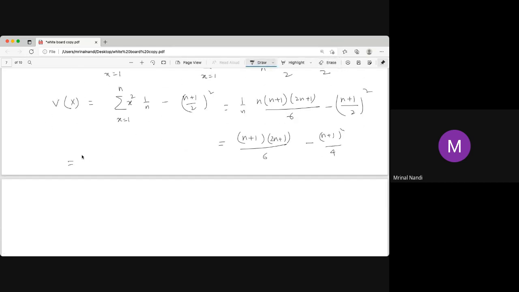Ultimately, if we take n plus 1 by 12 common, then we get 4n plus 2 minus 3 into n plus 1, which is just n minus 1. So it is n square minus 1 by 12. So this is the variance.